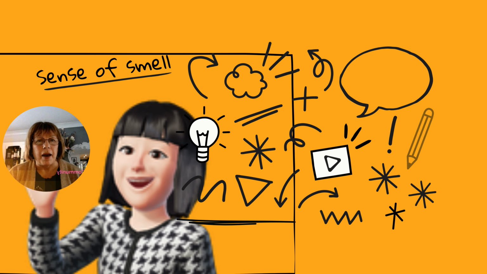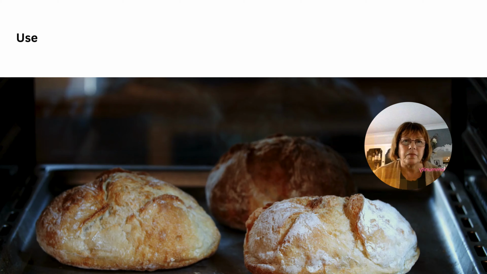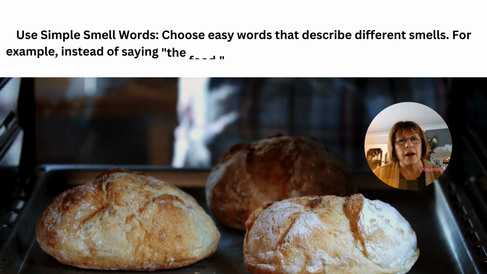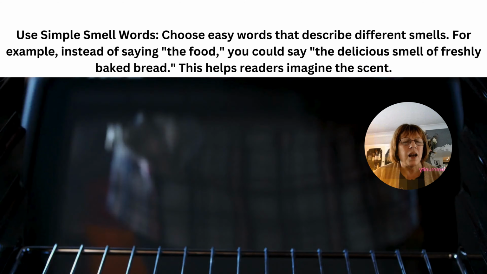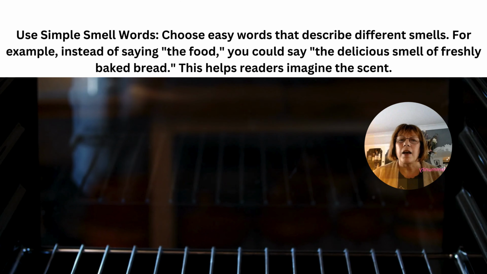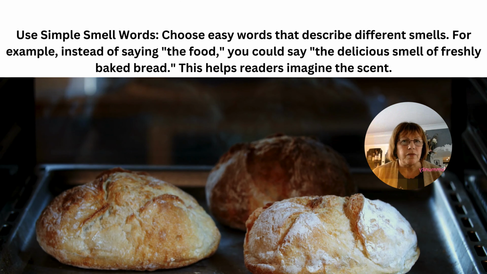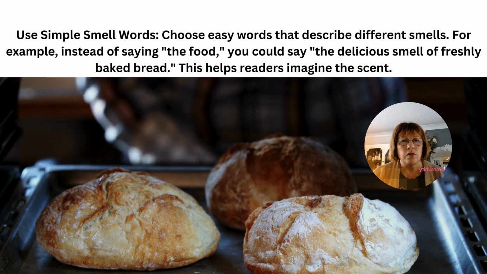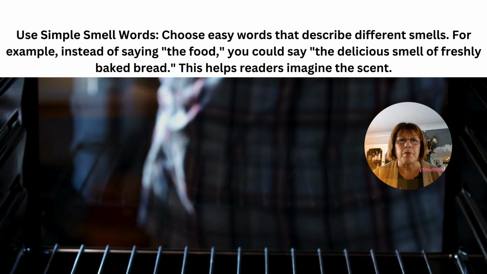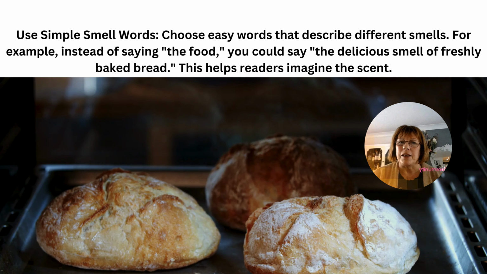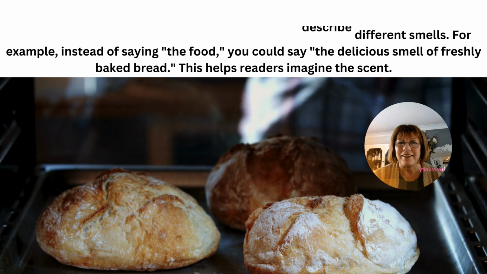Next, think about the sense of smell, and don't forget making notes as you're thinking about using the senses in your description. Use simple ideas and words to identify smell. So choose easy words and describe different smells. For example, instead of just writing the food, you could write in your description, "The delicious smell of freshly baked bread." And that really would help the reader imagine that scent, wouldn't it?